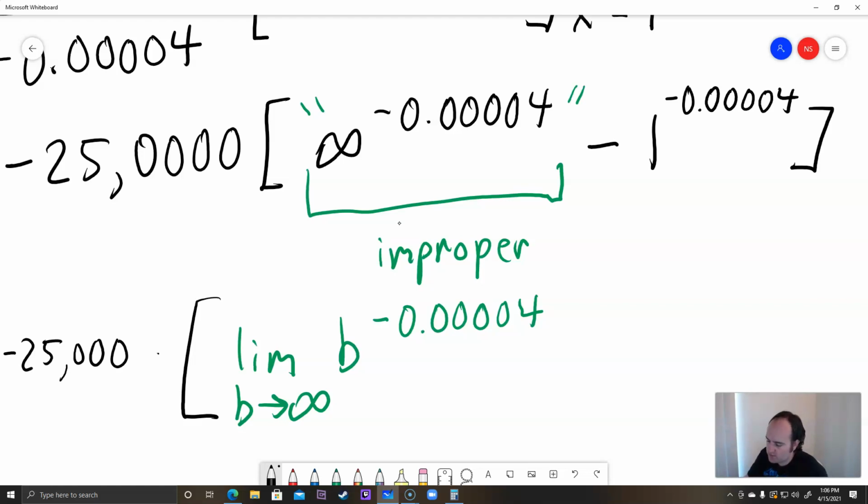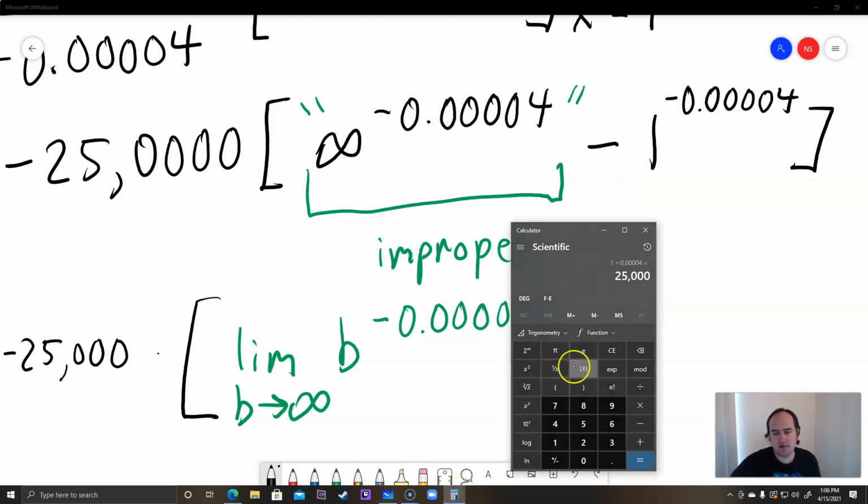And then over here, we can go ahead and calculate 1 to the negative 0.00004. Well, what's 1 to any power? 1 to any power is 1. But if you don't believe me, type it into your calculator. You do 1, x to the y, and then, let's see, where's the negative button? Negative 0.00004.